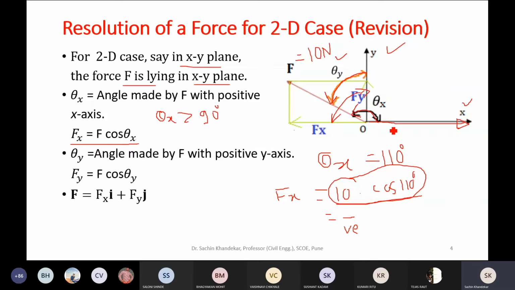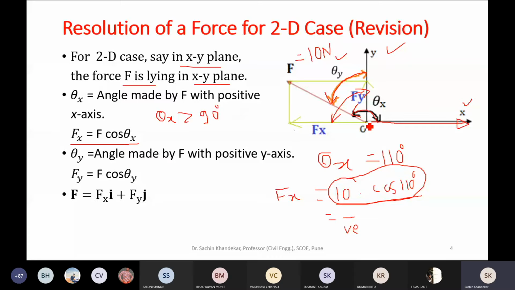Okay, so cos of 0 is 1. Cos of 90 is, yes, what is the value of cos of 90? 0. Correct. And cos of 180? Minus 1. Yes, correct. Okay, that means what? You can check it on your calculator. Even you have studied it in 12th standard, right?